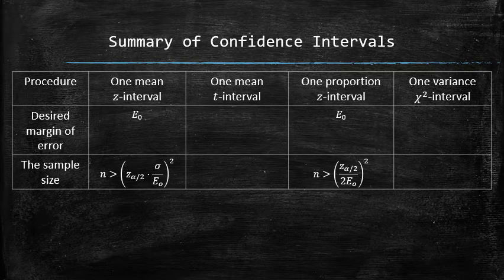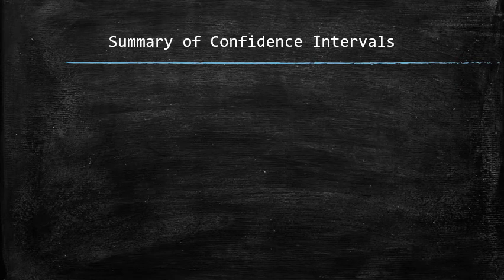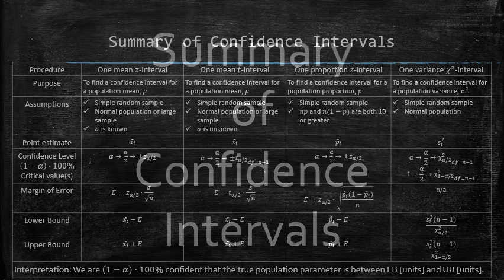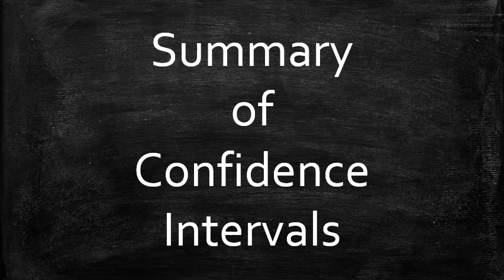For one mean and one proportion Z procedures, it is also possible to derive the formulas that relate the size of the sample to the margin of error, so that we can determine the sample size necessary to achieve a certain level of accuracy. All 4 procedures can be put in one table in the following way. I just summarized all 4 procedures for constructing the confidence intervals to estimate the population parameters with a positive confidence level.